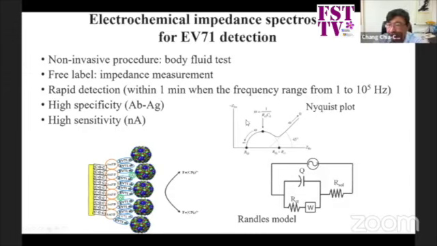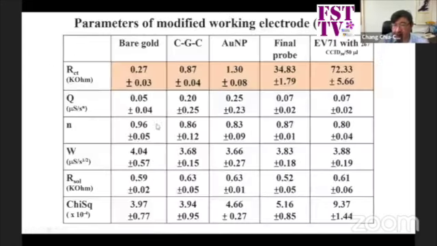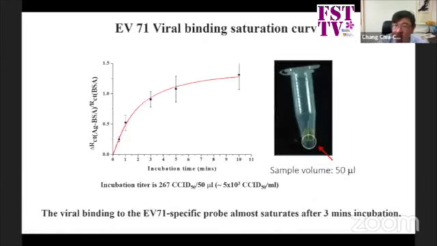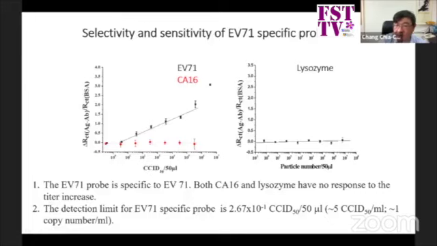So we try to use the electrochemical devices to detect, and it is a kind of antibody-antigen process. Basically, we can detect EV71. And we found that the viral binding time can be saturated at around 3 minutes of incubation, and the sensitivity is high, with the lowest detection around 1 copy per reaction.